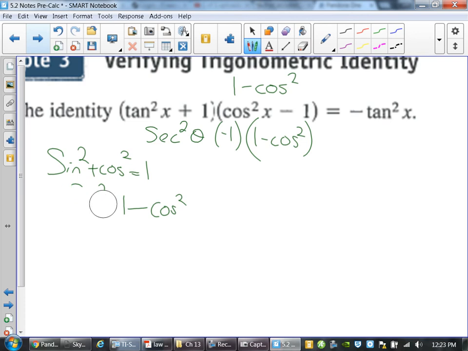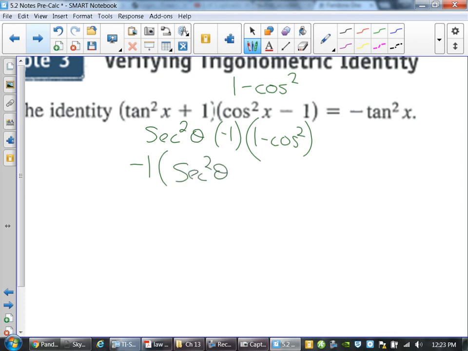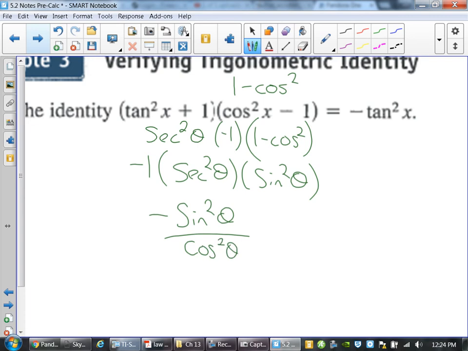So you'll see those types of tricks thrown in here. So now you get -1 times secant squared theta sine squared theta. And they want us to equal tangent squared. Well, what's secant squared? 1 over cosine squared. So you just rewrite it. You get negative sine squared over cosine squared, which is negative tangent squared.